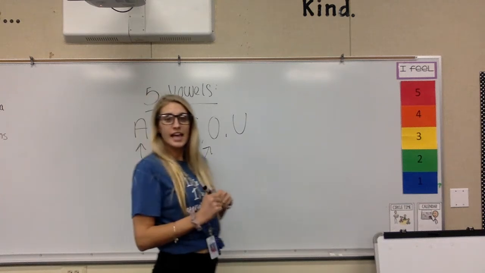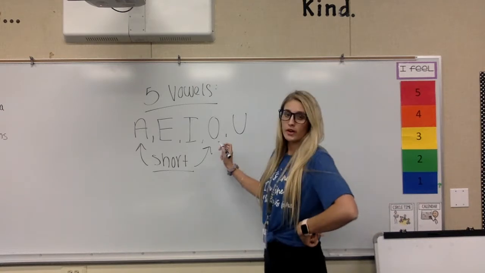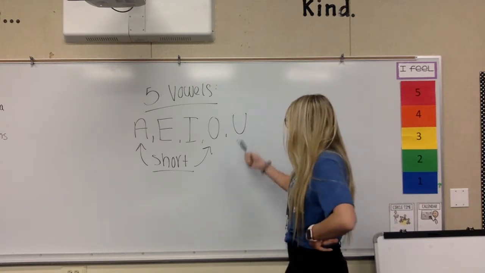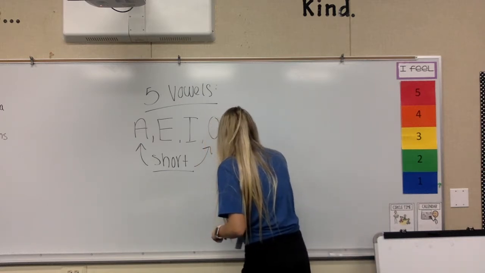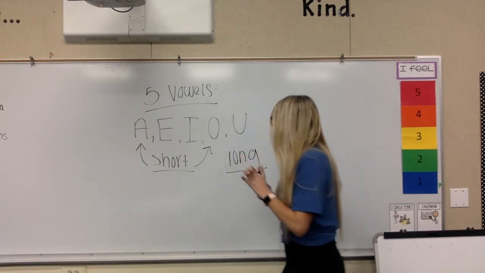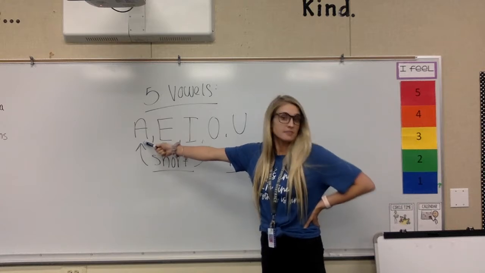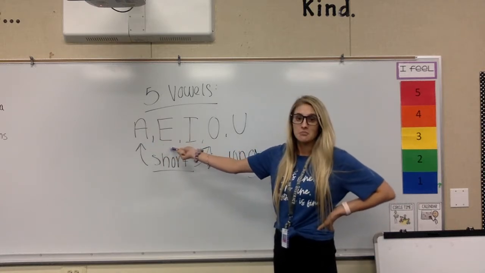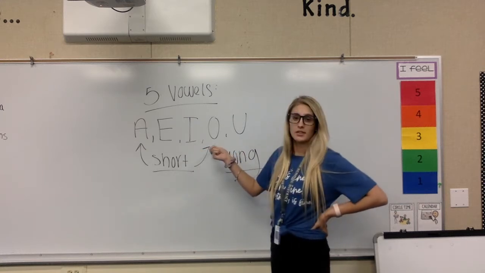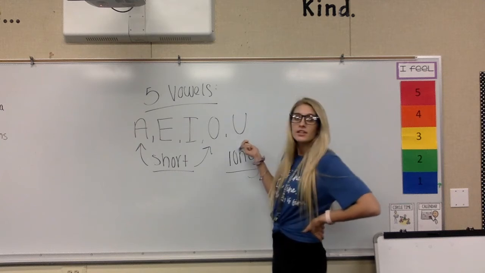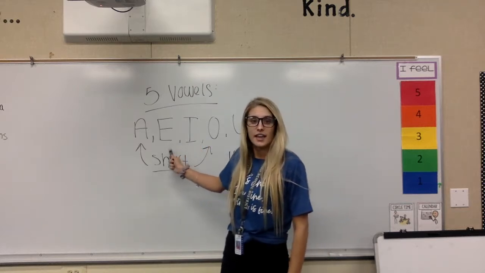Now, what we're going to learn today is also long sounds. So we learned about short. Now, long means they sound just like their name. So our long sounds literally sound like this. A sounds like A. E sounds like E. I sounds like I. O sounds like O, and U sounds like U. So they sound just like their name.